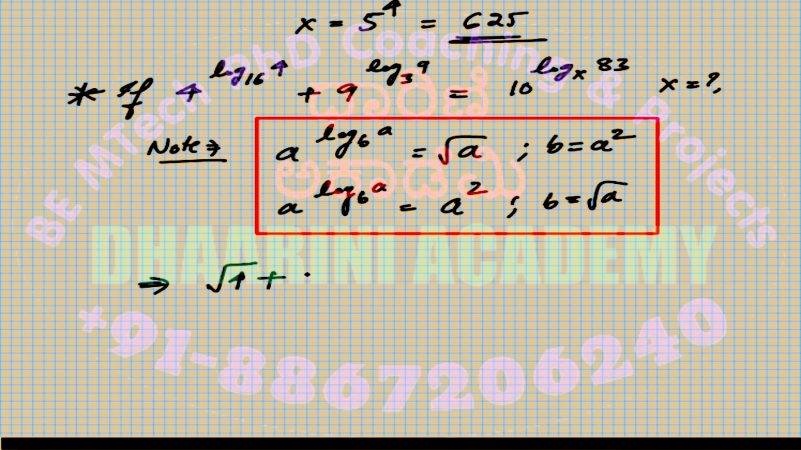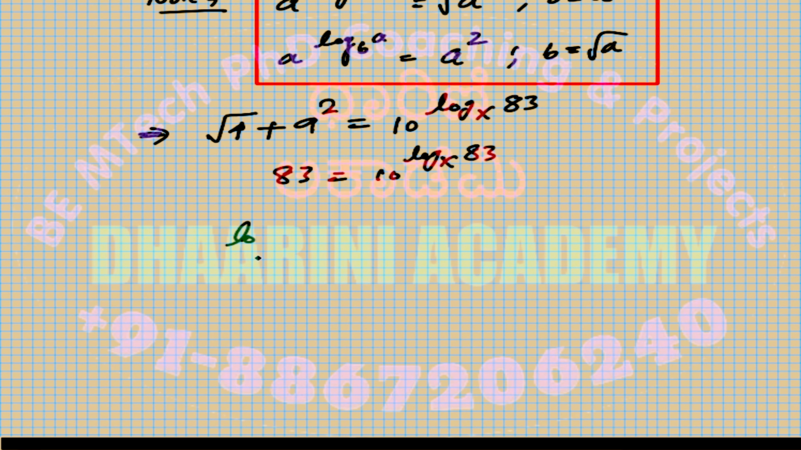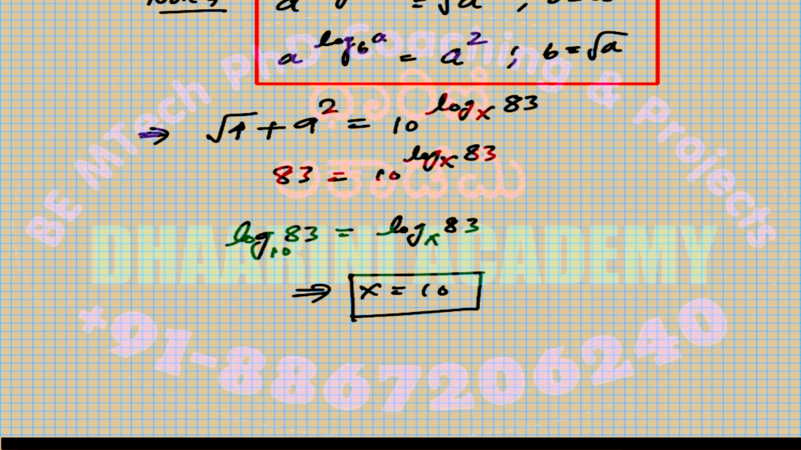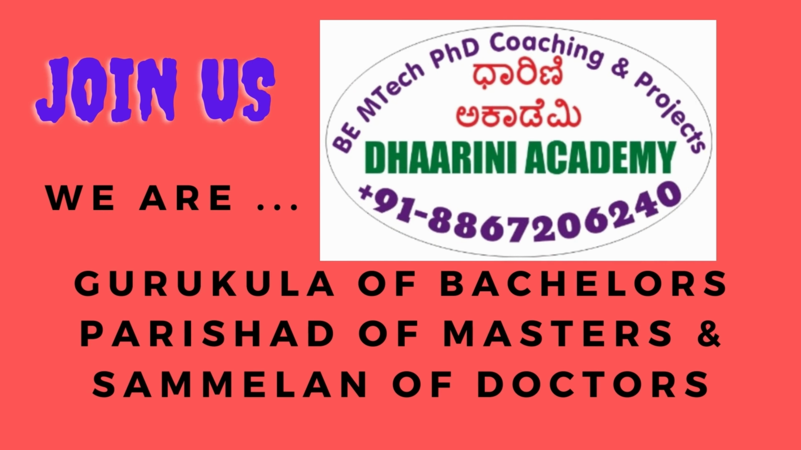A is 9, so 9 square is equal to, right-hand side still remains the same, 10 to the power log to the base x of 83. So 9 square is 81, root 4 is 2, so this is 83. 83 is equal to 10 to the power log to the base x of 83. Let's take a log on both sides. That means log 83, base 10, equal to 10. When I take the log of 10 to the power, that will cancel out, so it's simply log of 83 to the base x. Comparing both sides, I can say that x is equal to 10. Okay, this is the required answer.